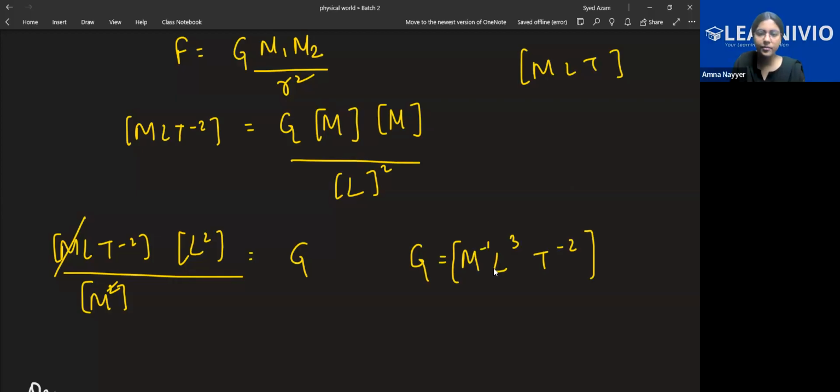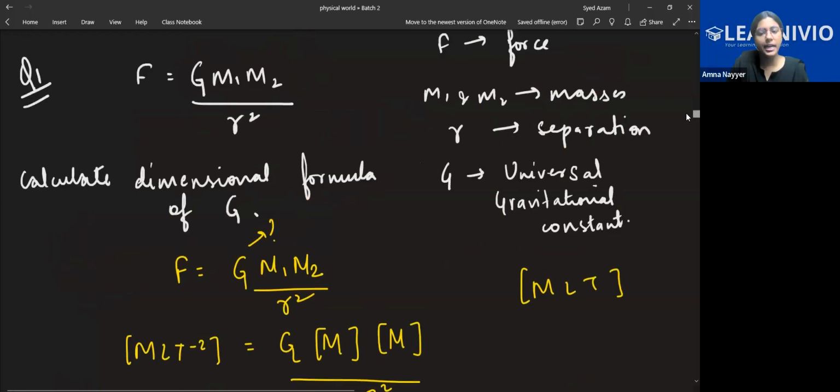Got it? We'll see one more question based on this. Try to solve this by yourself only. Write it down. Everything is there on the screen though, but try to solve it by yourself. Wherever you get stuck, everything is present on the screen. We'll do one more question.